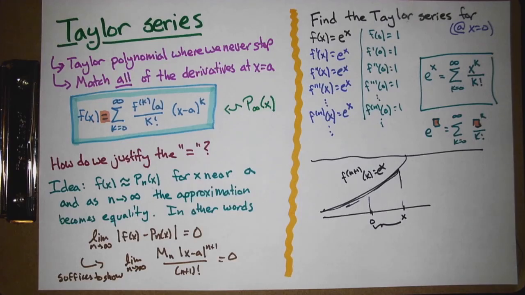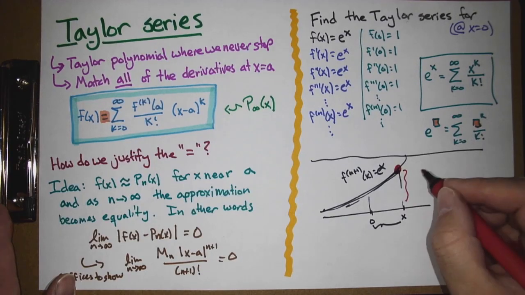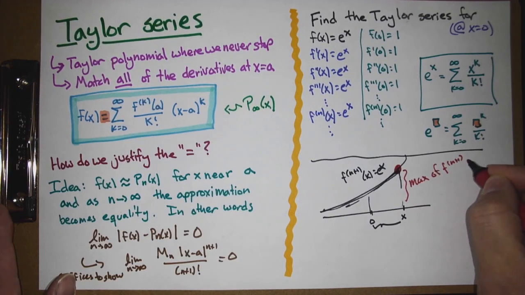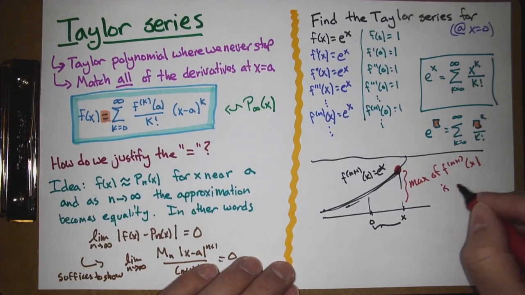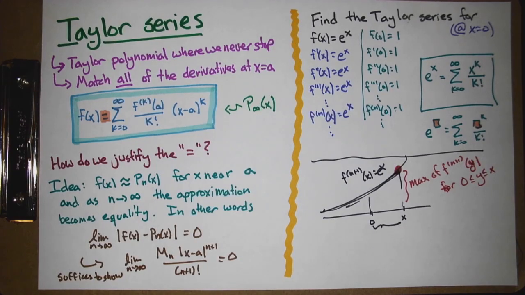What's the largest it can be? As large as it can get is over here. So this is the max of the n plus first derivative of y, for 0 less than or equal to y less than or equal to x. Now the reason I chose 0 is that's the center, that's where we're centering around. And we say, okay, that's the largest it can get.